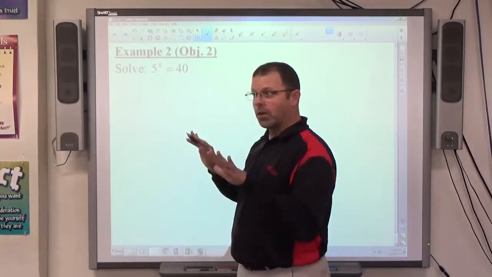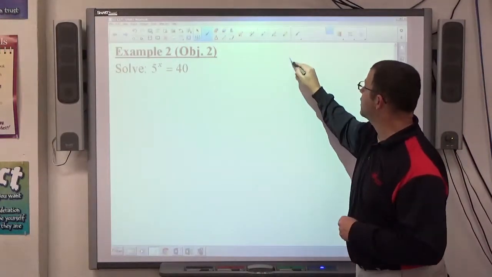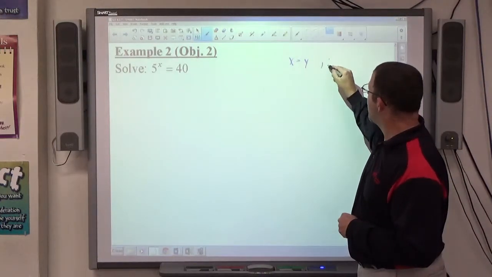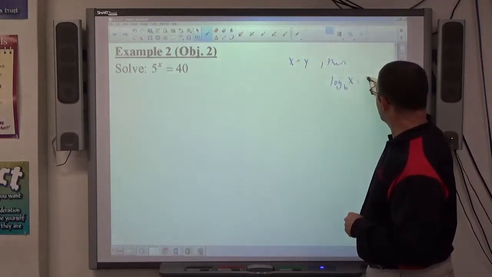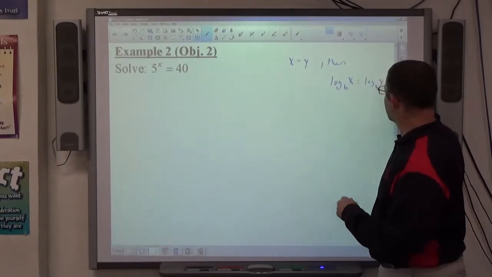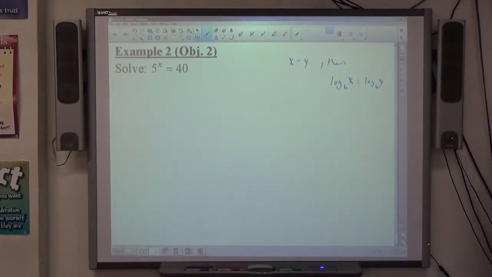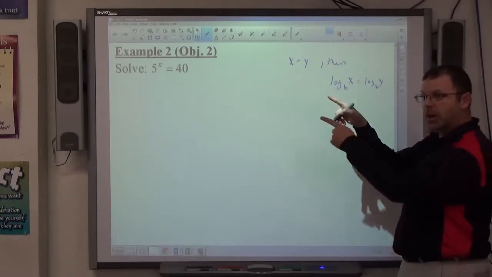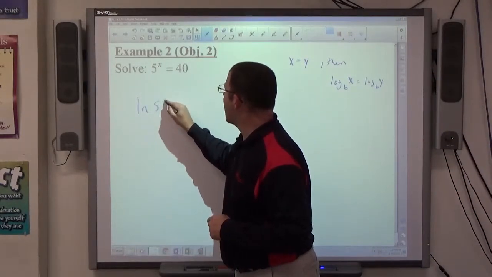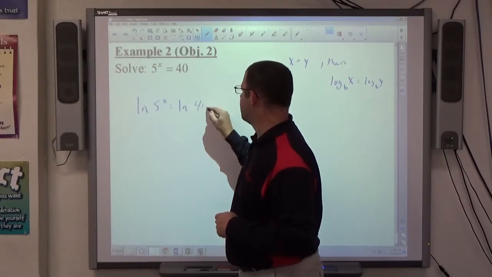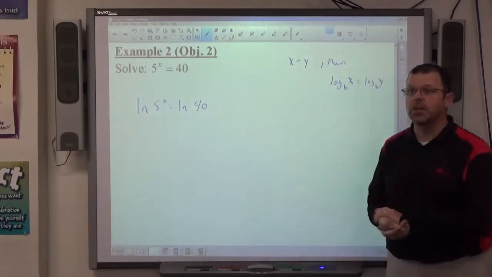So we have a rule, one of our log rules says, if x equals y, then log of x base something is equal to log of y base the same thing. That's one of the rules. I think it's number 5 on the list of rules I gave you with the laws of logarithms. That's the rule we're going to use. We have an equation, we're going to log both sides of the equation. So ln of 5 to the x power is equal to ln of 40. Or again, I can go with log, take your pick, doesn't matter.